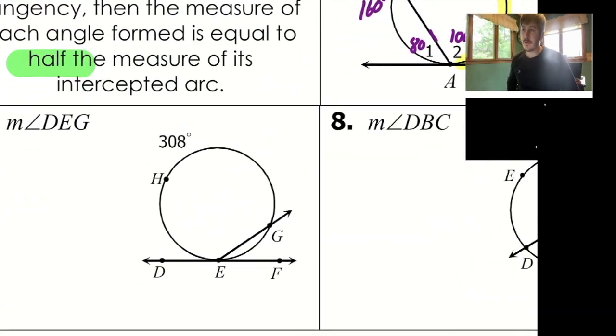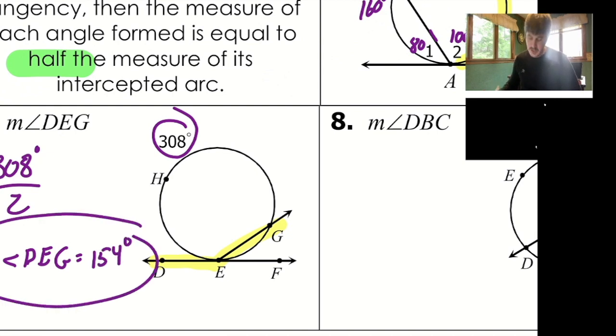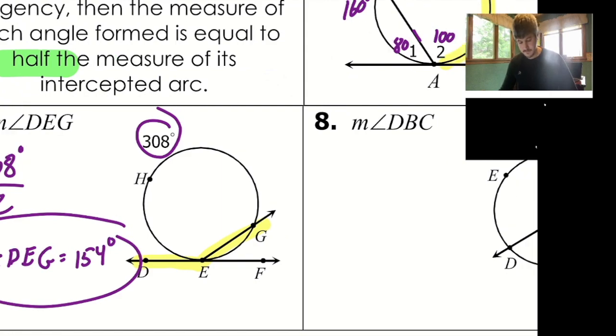Number 7 asks, find the measure of angle DEG. DEG, right there. So the big arc right there is 308. Very simple. Just cut it in half. So 308 divided by 2. The measure of angle DEG is equal to 154. Just like an inscribed angle, basically the same rule, relatively easy.